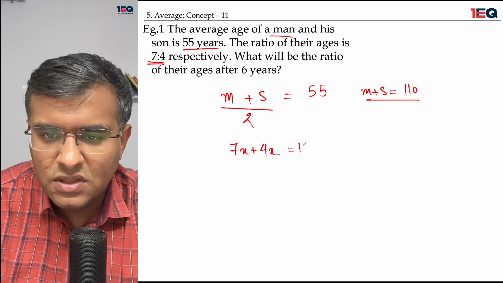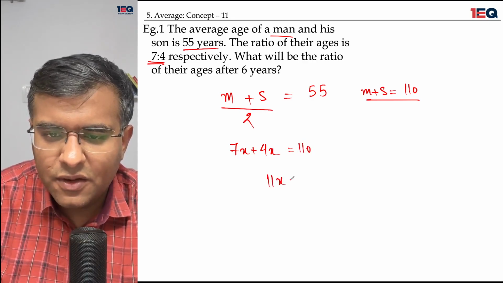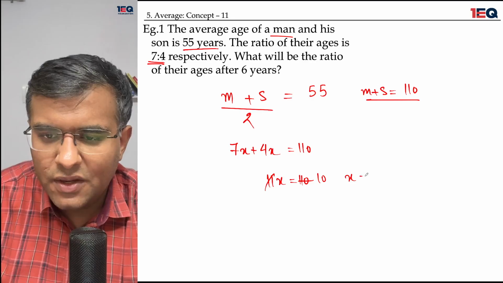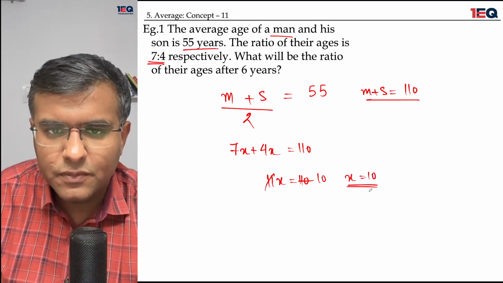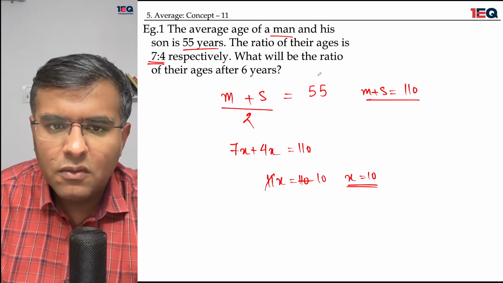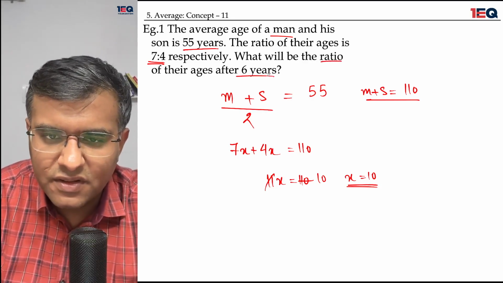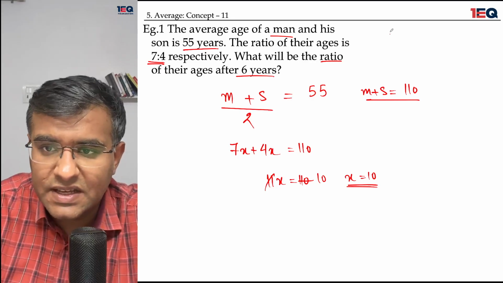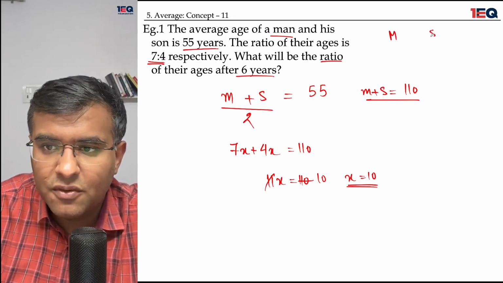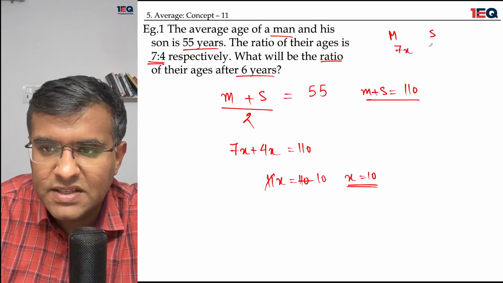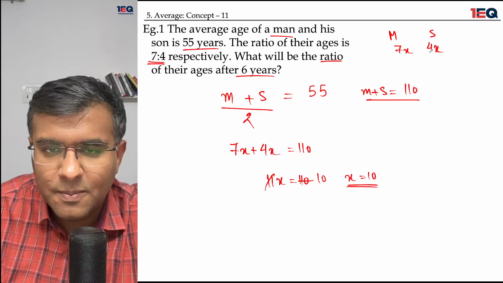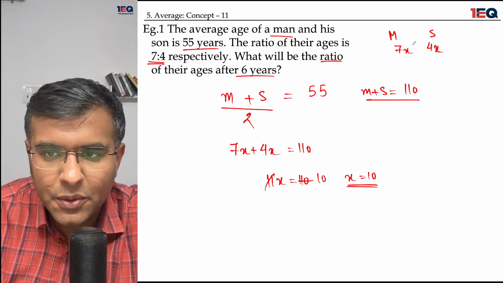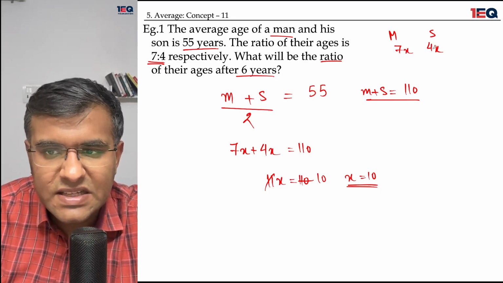So this would come out to be 110. The value of 11x is equal to 110. 11 ones are 11, tens are. So the value of x is equal to 10. What would be the ratio of their ages after 6 years? With the help of this x, there was this first assumption which I forgot to take: the man being 7x and the son being 4x. Why did I take this assumption? The reason is that the man is definitely going to be older than his son. That is why 7x is to 4x.